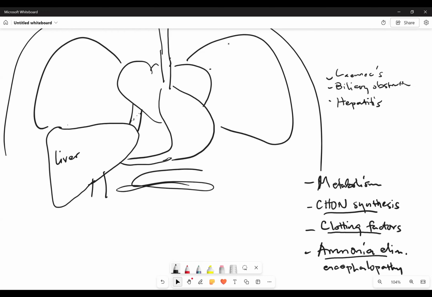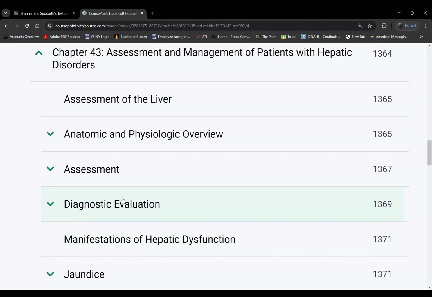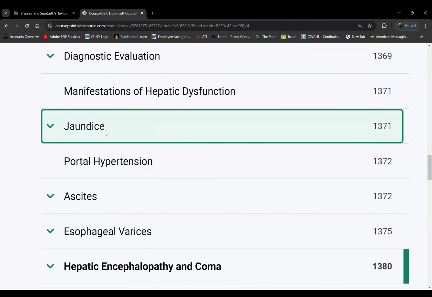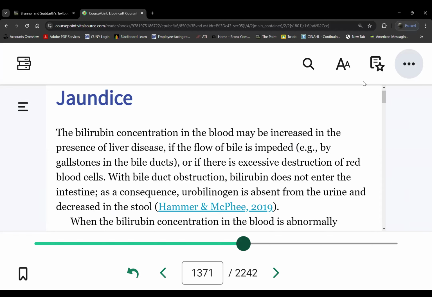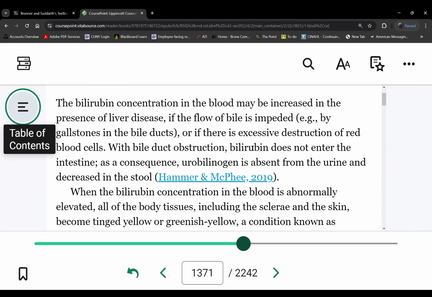So let's now discuss what the consequences will be when the patient's liver is diseased. Now we go through the chapter. Let's start with jaundice. What is jaundice? Yellowing of the skin and the sclera. And what is now the color of the stool also?